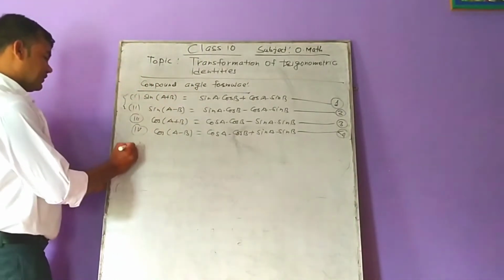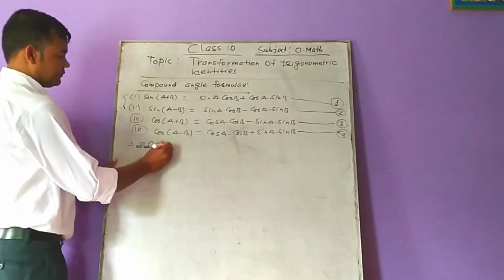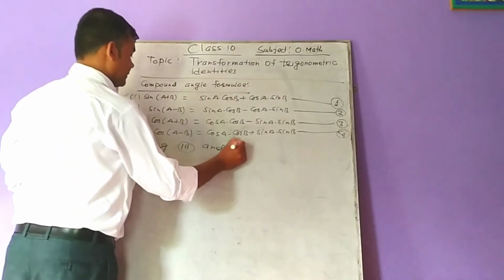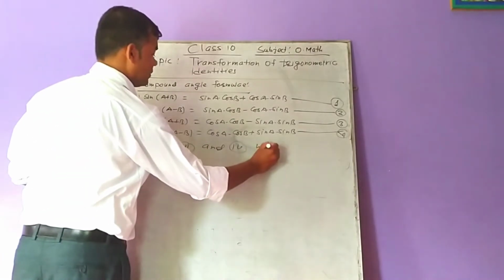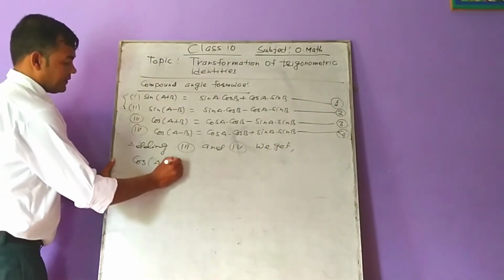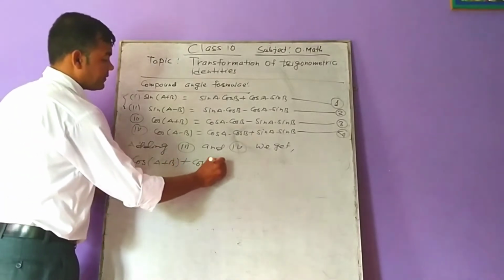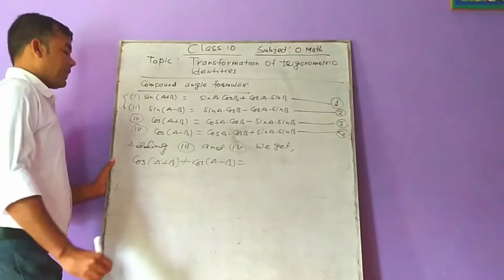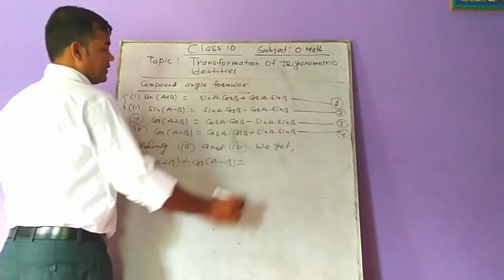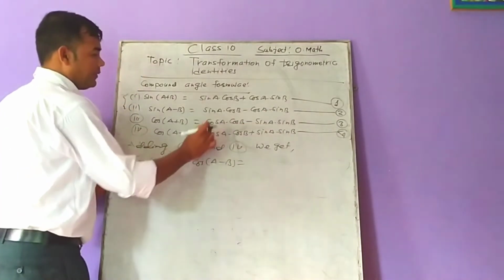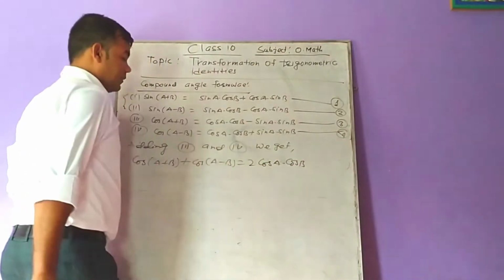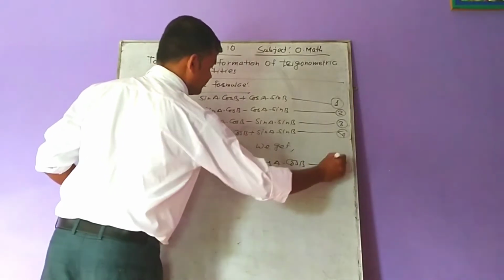We can write here, adding identity number 3 and 4, we get cos(A+B) + cos(A−B) equals, if we add them, what we see, sin A into sin B and sin A into sin B will be cancelled out, and these two will be added, and we write here 2 cos A into cos B. This will be our new identity as identity number C.